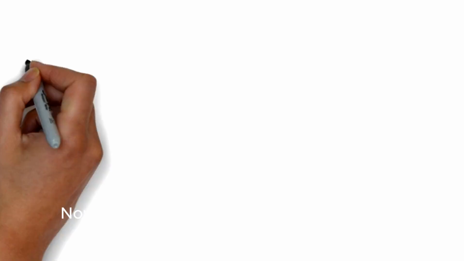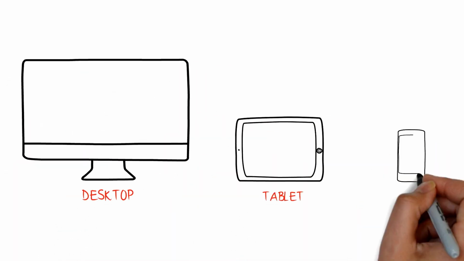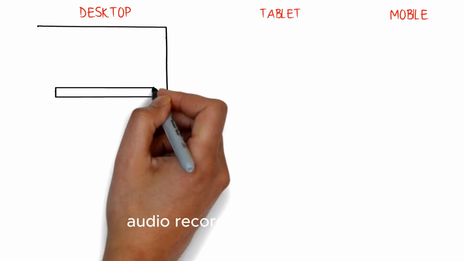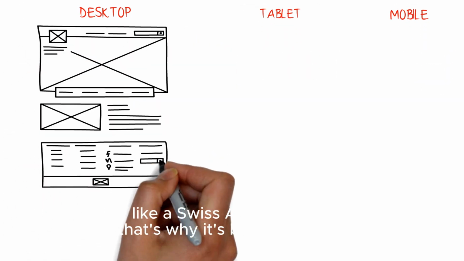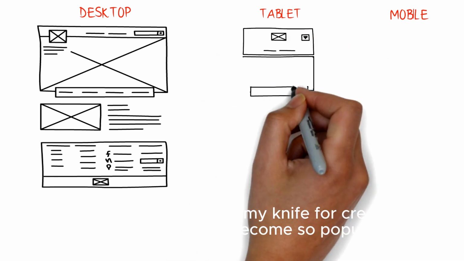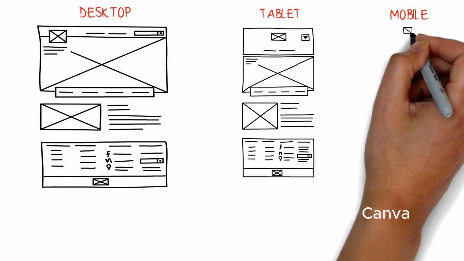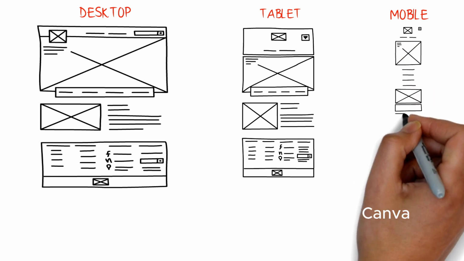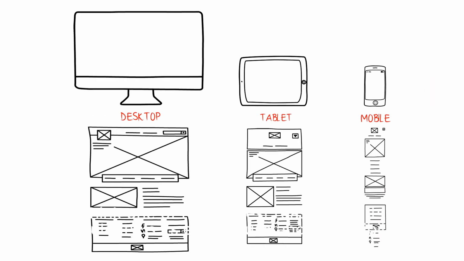Now, Canva doesn't just allow you to create designs, but you can also edit videos, presentations, audio recordings, and more. So yeah, it's kind of like a Swiss Army knife for creatives, and that's why it's become so popular. In fact, millions of people around the world use Canva to create amazing stuff. And I think one of the biggest reasons for its popularity is its ease of use and accessibility.